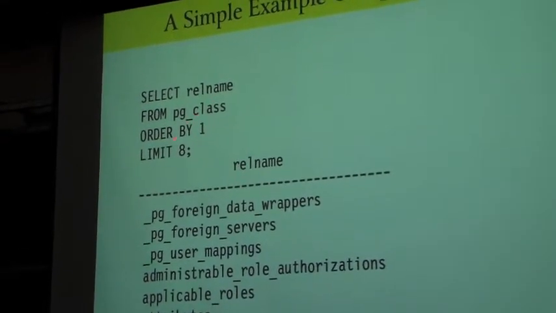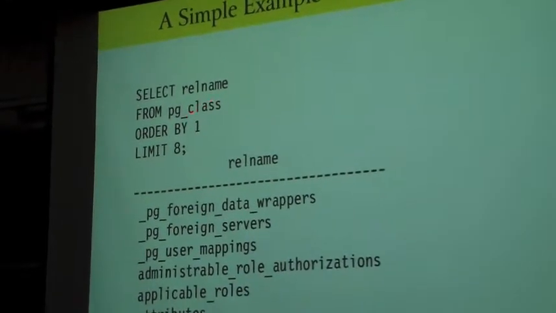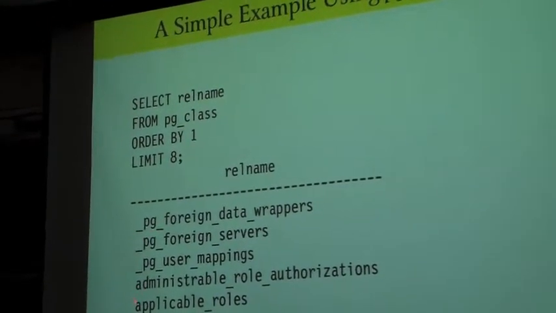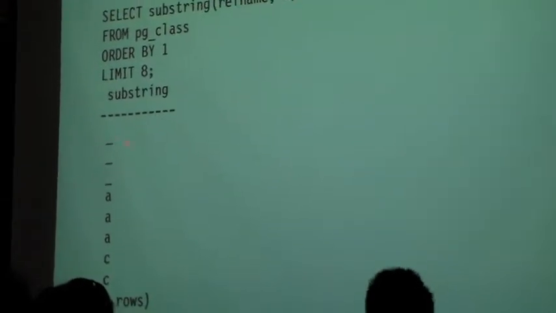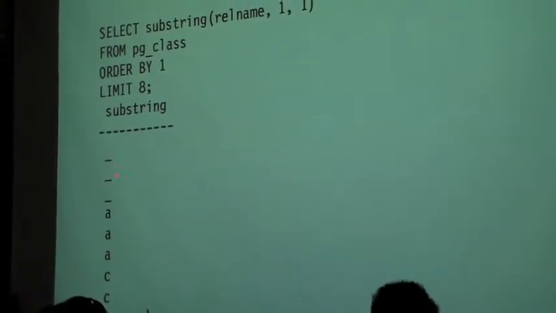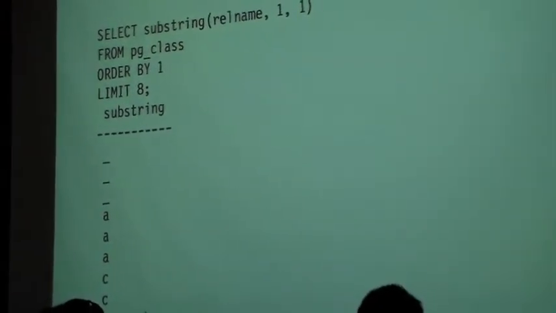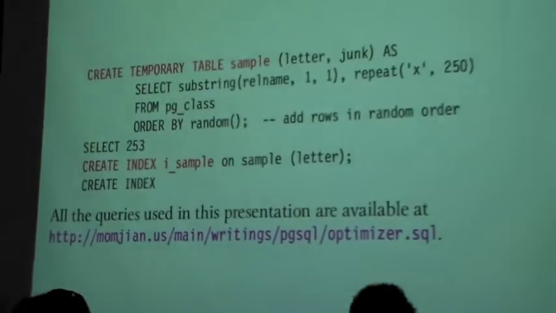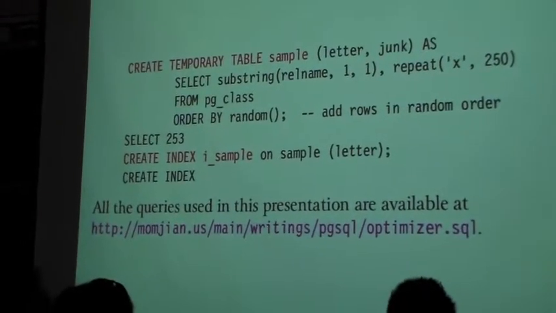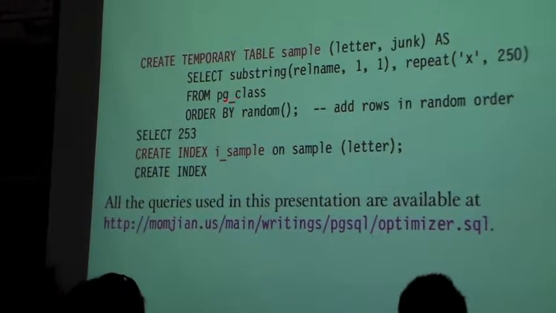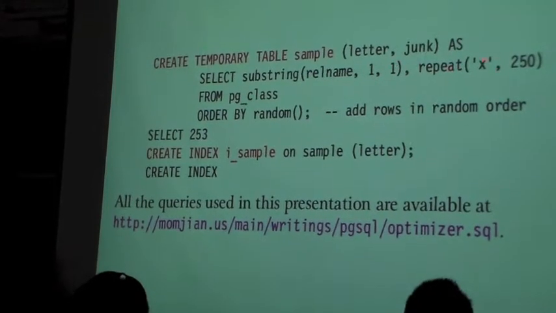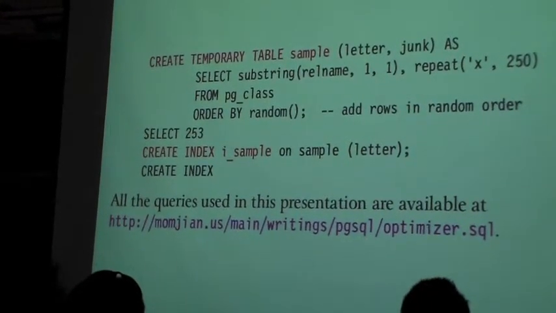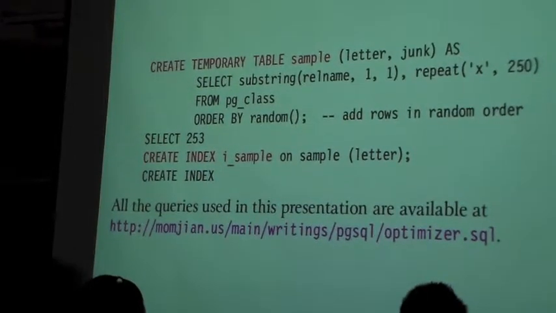So effectively what I've done here is I've just run a little query that goes into the system catalogs and just pulls out some of the relation names in the system. And then what I did next is I took the relation names and I chopped off everything after the first letter. Then I created a temporary table with this content. So I took the first letter of the relation name, put a bunch of junk at the end, created a table called sample, and I put an index on it. That's all I did.